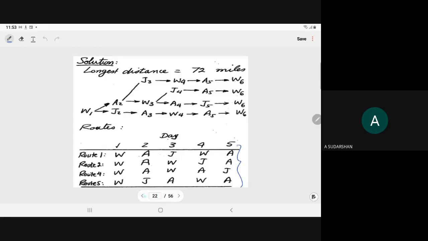More technical questions I will cover in the next class. This is just introductory about dynamic programming. Any doubt here?